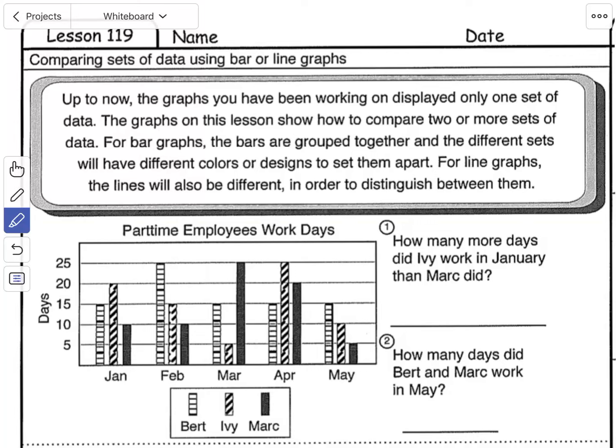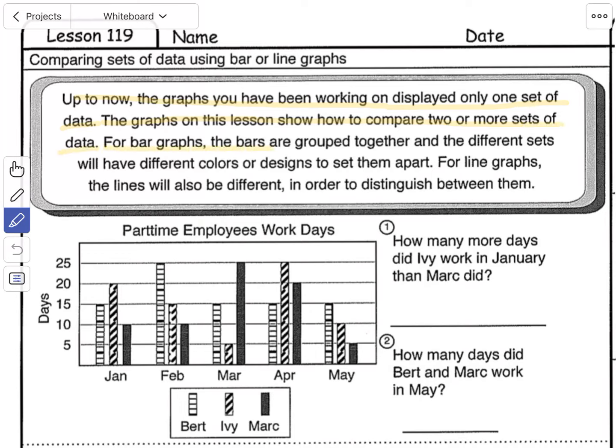Alright, boys and girls, here we go with 4th grade Excel lesson number 119. We're going to learn how to compare sets of data using bar or line graphs. Up to now, the graphs you have been working on displayed only one set of data. That means they only taught you basically about one thing. The graphs of this lesson show how to compare two or more sets of data.